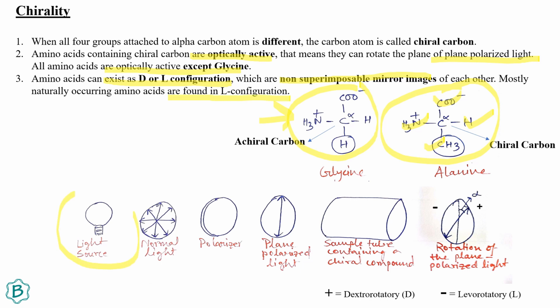Here I am showing a light source through which the light is passing. There is a polarizer which will polarize the light, so here it is shown as plane polarized light. Now there is a sample tube containing a chiral compound. When light passes through this tube, the direction of this plane polarized light will rotate. If it is rotating in the clockwise direction, we call it dextrorotatory. If it is in the anti-clockwise direction, we call it levorotatory.